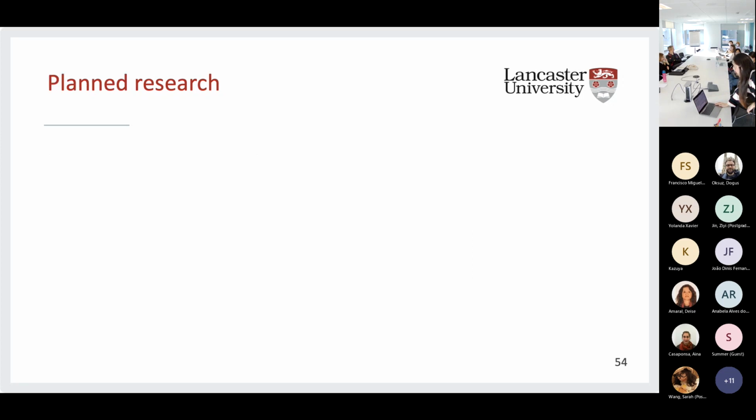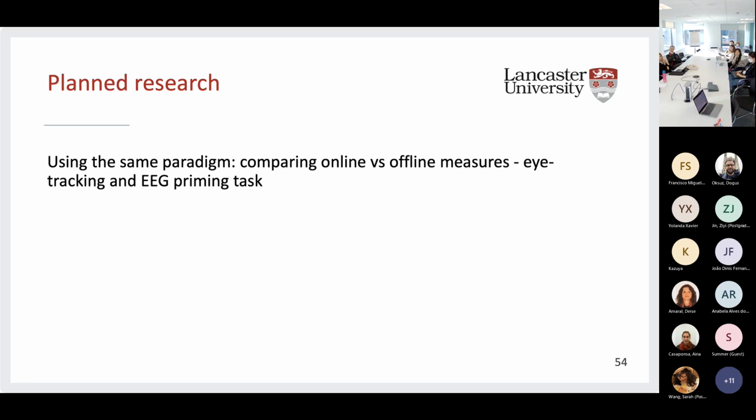In the future, we are planning on comparing online and offline measures. In this one, we only have a very explicit judgment task. That's an offline measure, and we wanted to see if we can capture more implicit learning by eye tracking and brain signals. So that's what might happen in the future.